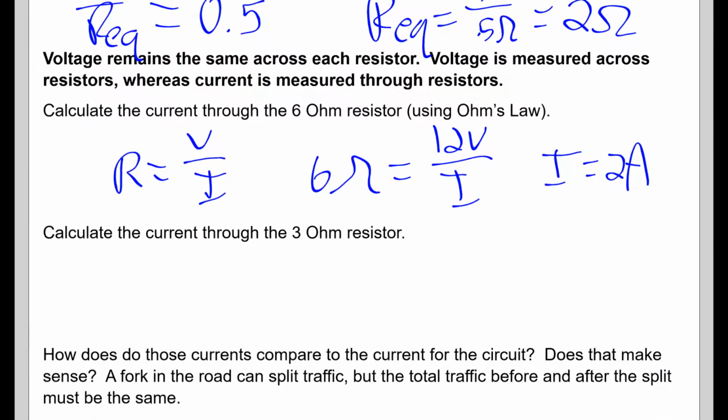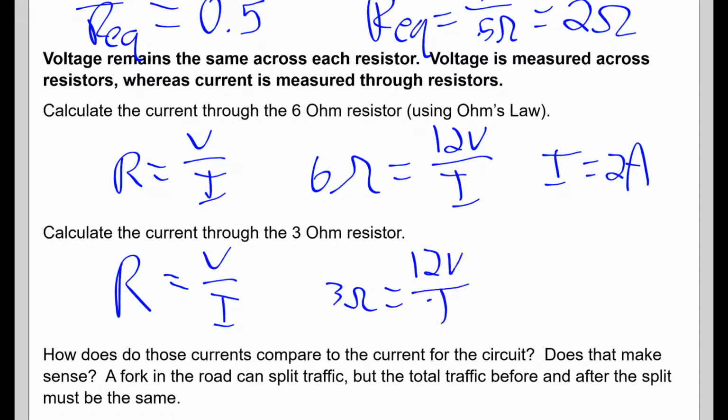Calculate the current through the 3 ohm resistor. R equals V over I. So we have 3 ohms equals 12 volts over I. 12 divided by what is 3? It's 4.